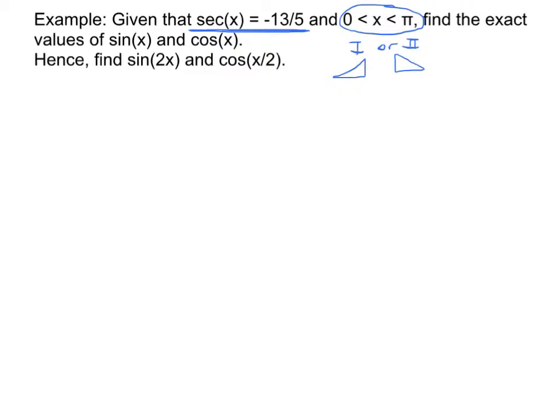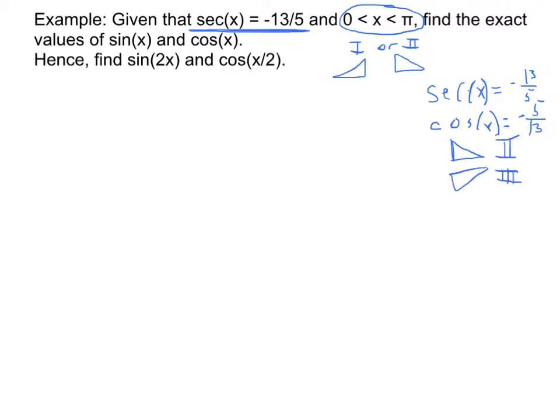Well, secant of x being negative 13 over 5, what does that mean? Secant of x, what's another way of writing that? Well, that means that the cosine of x is negative 5 over 13. And now you have to think, where can cosine be negative? Cosine can be negative either in the second quadrant or in the third quadrant. But we knew up here that it had to be first or second quadrant, so I know I'm going to have to use a second quadrant triangle diagram to work through this problem.